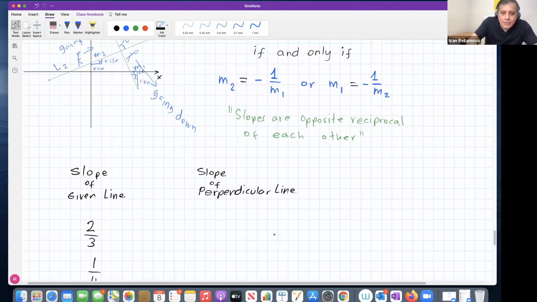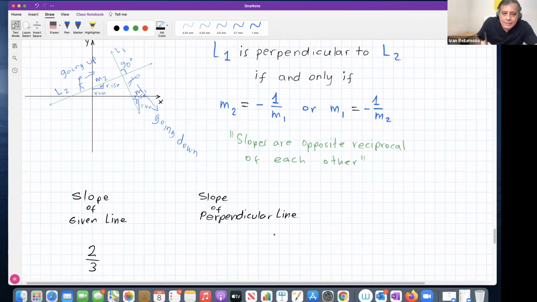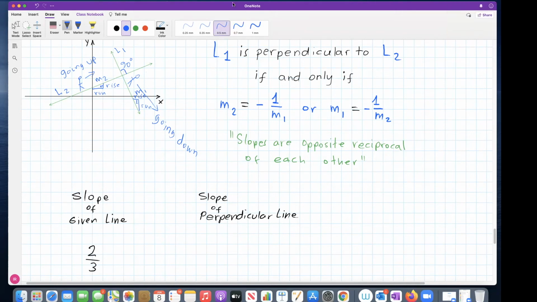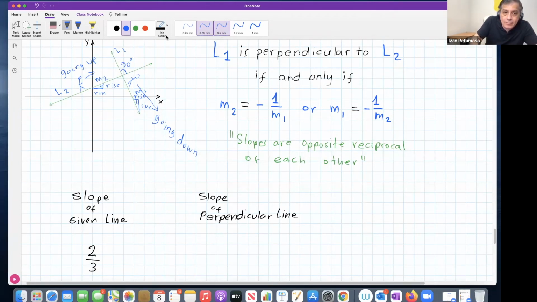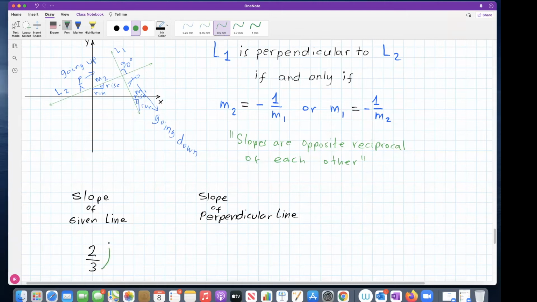Suppose the slope of your given line is 2/3. Based on this fact, can anyone tell me what the slope of the perpendicular line should be? Anybody on the chat? Or verbally, you can tell me. 3 over 2. But what else? Something else is needed. One first thing you have to do is flip, right? But what else? The signs must be changed, right? Negative 3 over 2. Exactly.